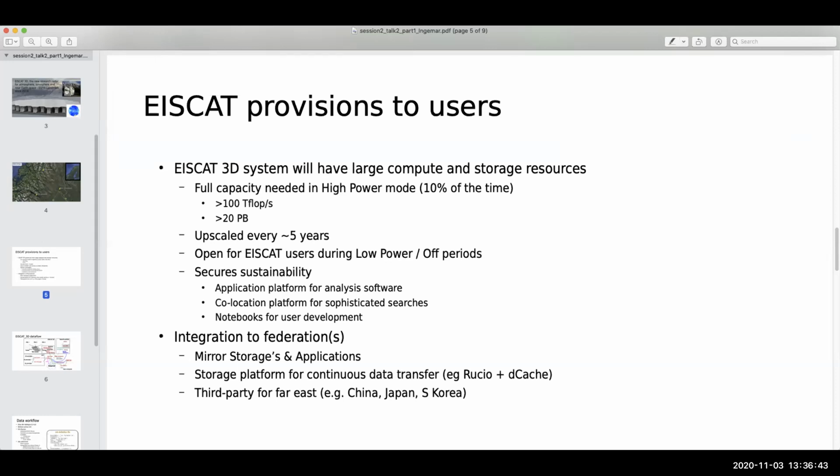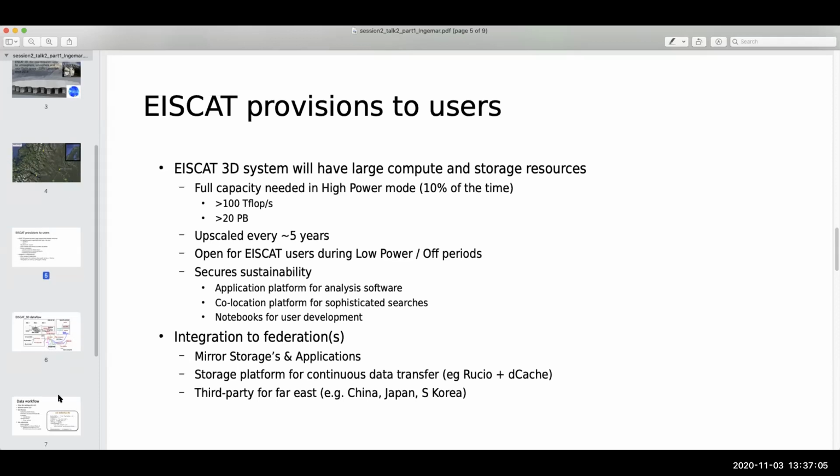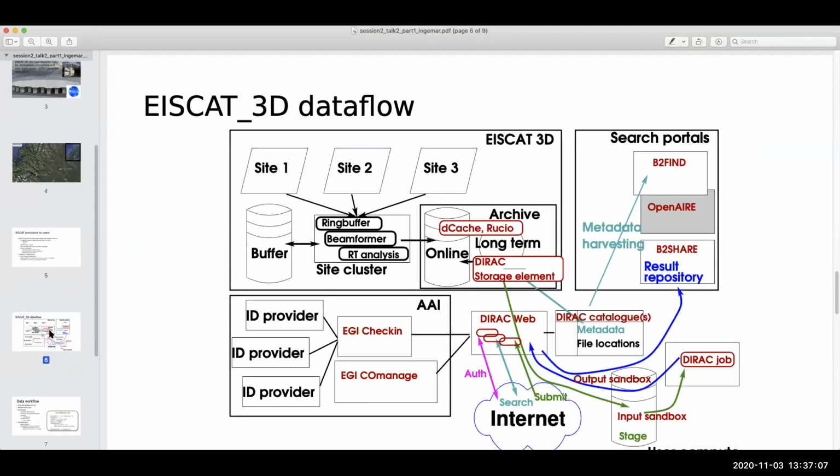We are setting up root shore Dcache, which we are looking at for the data transfer between the sites and also out from the site. And we need something also for the Far East, for our Far East members. And next slide. Next slide. Okay, sorry.